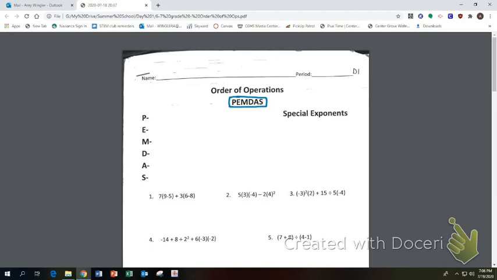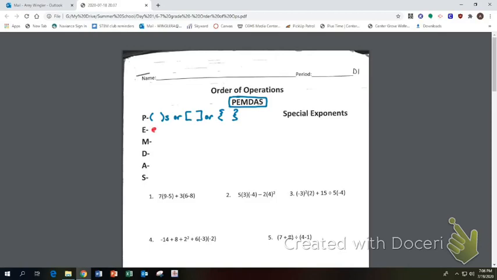So the P in PEMDAS stands for parentheses. Anytime you see any parentheses or brackets or any other grouping symbol, you got to take care of what's inside of there first. Make sure you do that before you do anything else.